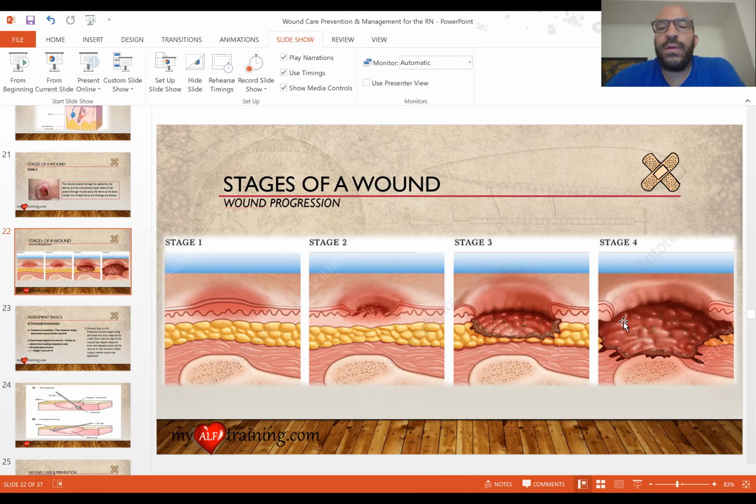And with stage three, don't forget we may or may not see pus from this area. Likely no pus, but most likely and definitely some pus here. In stage four, it's broken through the epidermis, the dermis, and the subcutaneous fat layer. You see this yellow layer here is completely gone, and it's exposing the bone in this area. So that's the comparison, stage 1, 2, 3, 4.